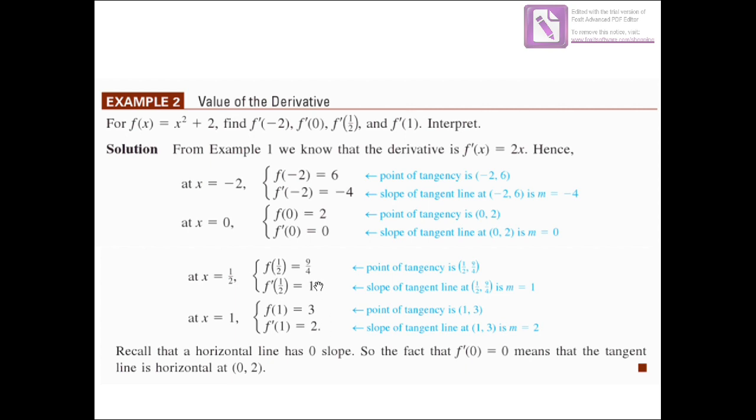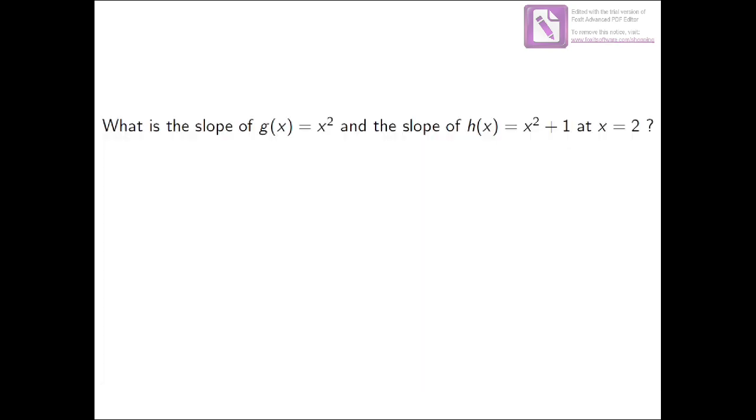So we have seen that for all these points we have a point of tangency and we have a slope. At the point 0, the slope is equal to 0. So that means the tangent line is horizontal at this point. So if the slope is equal to 0, that means the function has a horizontal tangent line. Whenever the slope is equal to 0, the function has a horizontal tangent line.